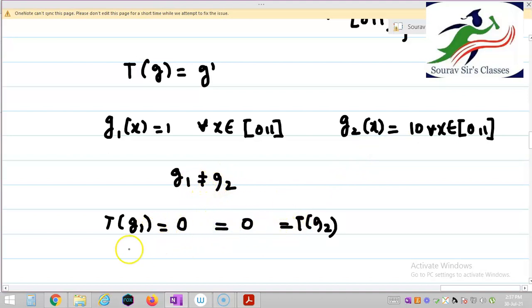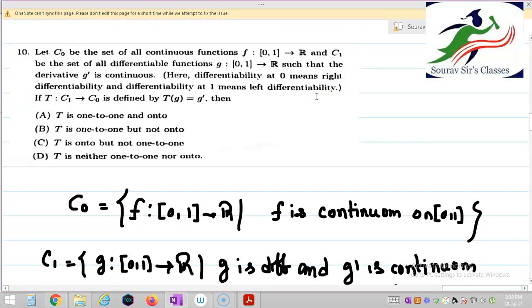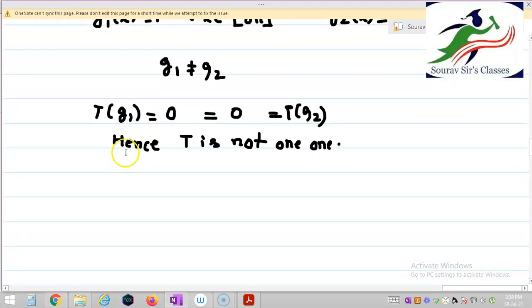So I can say that T of g1 is equal to T of g2, but g1 is not equal to g2, and hence T is not 1-1. It is clear to us that T is not 1-1. So let's see the options. You can discard option A as well as option B. Now we have to find out the correct option of C and D, whether T is onto or not.